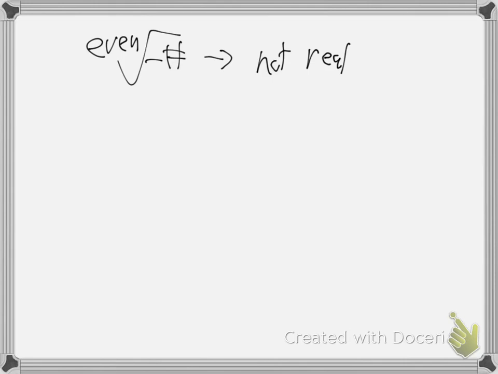So like if you did the 2 root of a negative number or the 4 root of a negative number, no way. Those are not real. Can't do it. But you can do it for odd. So that's what you want to watch out for there. Yeah, they snuck that one in.